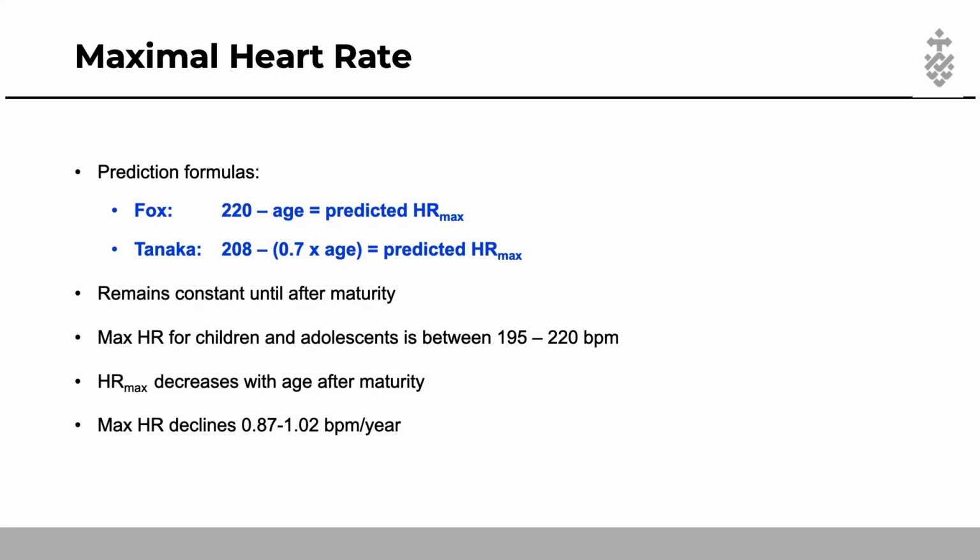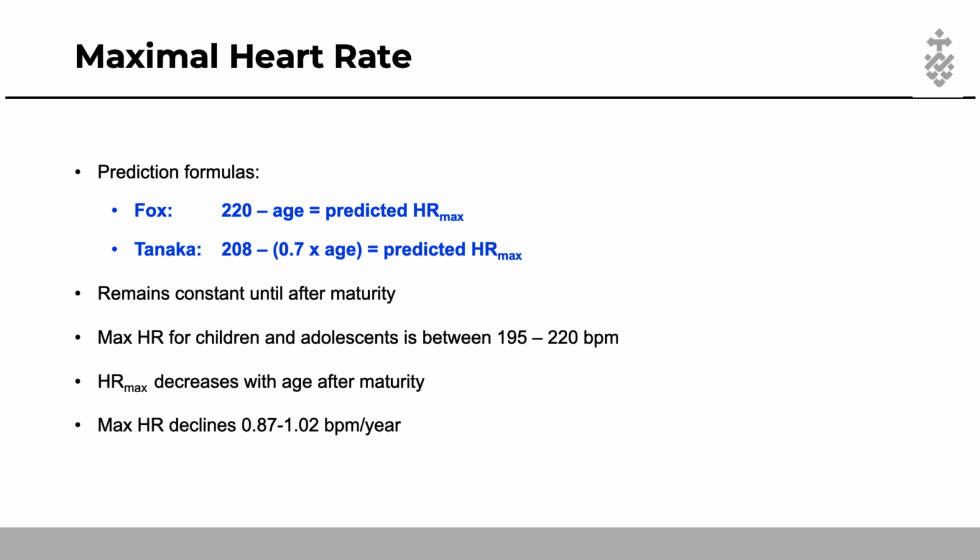So if we're talking about changes in maximal heart rate across the lifespan, we see that the maximal heart rate for both children and adolescents remains constant at anywhere from 195 to 220 beats per minute. So if heart rate for adolescents and children remains constant, it means that these formulas are limited in predicting the heart rate max for this population. Now, for young adult men and women, the maximal heart rate generally peaks at values just underneath 200 beats per minute, and it decreases with maturity.